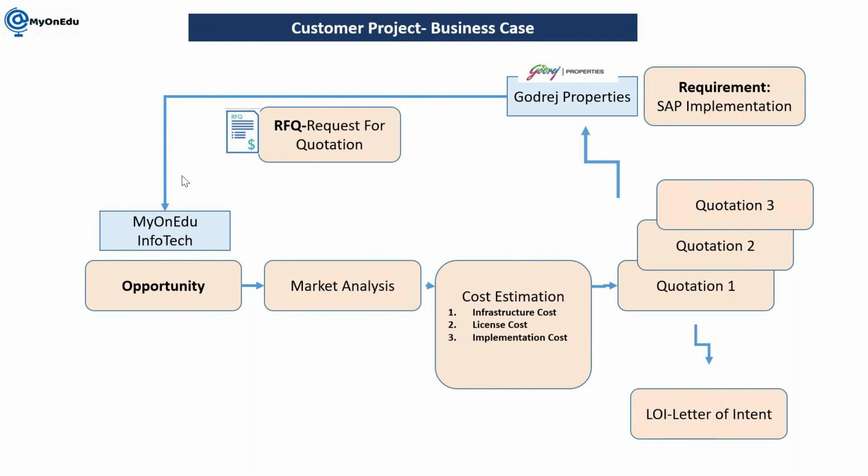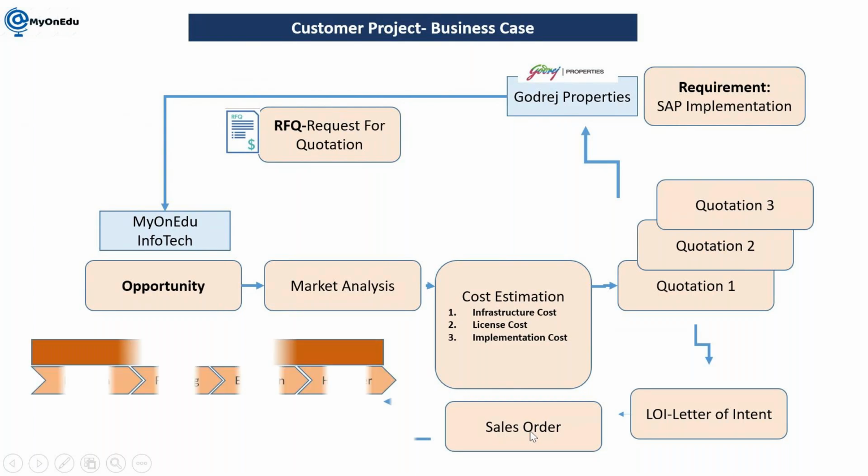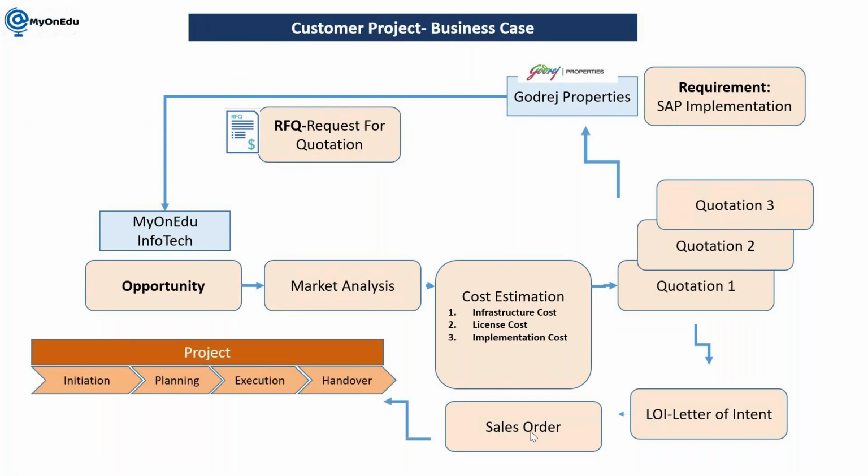Property will give us one LOI, letter of intent, and based on that letter of intent, a sales order will be created. Let's assume my organization, Vandu Infotech, is using SAP. Here, that letter of intent will create a sales order in SD. To achieve the sales order deliverables, we need to execute the project. So now we implement SAP, and this SAP project itself follows these phases: initiation, planning, execution, and handover.